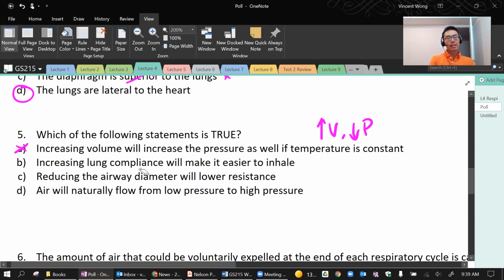Compliance is the expandability of the lungs. So the more expandable it is, the easier it will be to inhale. Let's take a look at why the other ones are not correct. Reducing the airway diameter will increase resistance because now it's more narrow. It's harder to go through, more resistance. Air will naturally go from high pressure to low pressure.